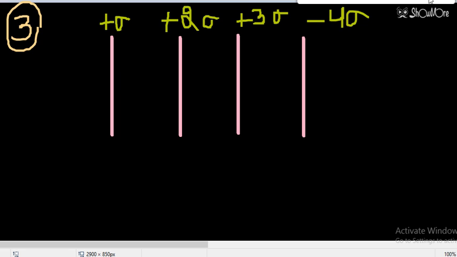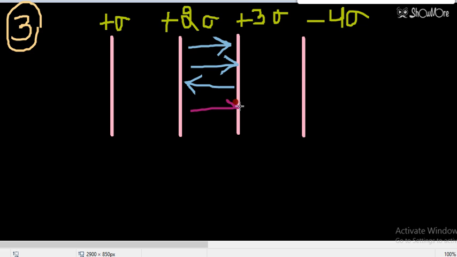Okay, let's see region 3. This is region 3. In this region, due to this positive sheet, the electric field will be towards the right direction. Due to this plus 2 sigma, it will be along the right direction. Due to plus 3 sigma, it will be along the left direction. Due to this minus 4 sigma, it will be along the right direction.